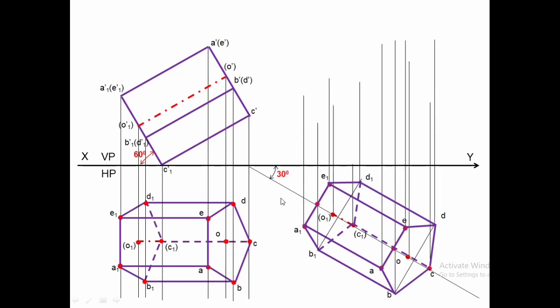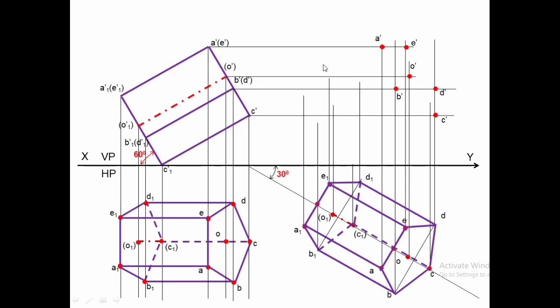Draw the projections to the top, that is nothing but for the elevation. Draw the corresponding horizontal projectors from the corners of the pentagonal prism. Yes, you have marked all the corner points of the prism, A, B, C, D, E, A1, B1, C1, D1, E1, like this.